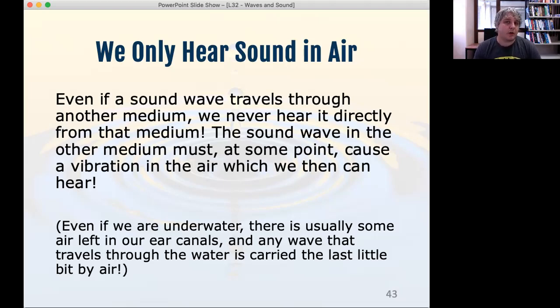So even if we're underwater, there's usually some air left at the end of our ear canals. Water doesn't normally go all the way in the ear canal right up to the eardrum. At least not normally. You could force it to, but it doesn't normally do that. And that means that even a sound wave traveling through the water all the way up your ear canal at some point is going to be passed on to air for the last bit of the journey, and your eardrum will be oscillating with the air in your ear, right? Air in ear. So generally we always hear sound from air particles.